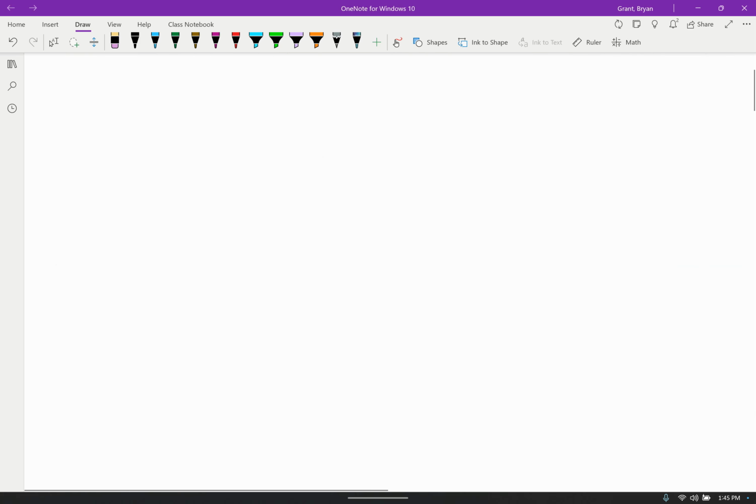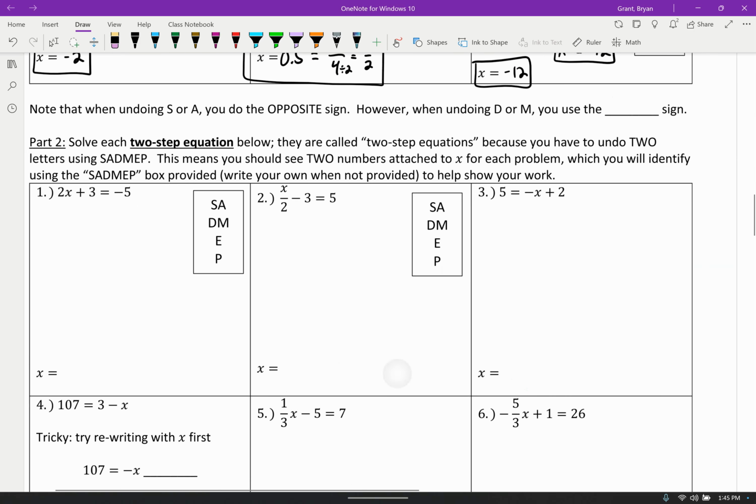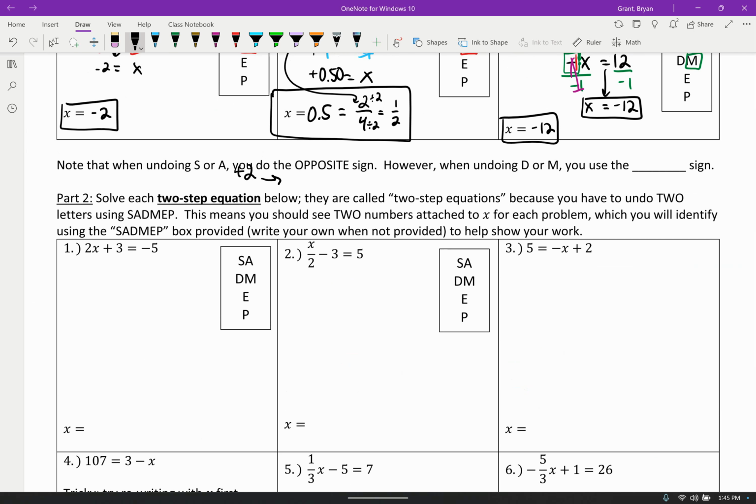All right, so a quick conclusion for our one-step equations, and then we'll jump into our two-step equations. When we undo addition or subtraction, you have to do the opposite sign. So if you see a plus 2, then that means that we are going to need a negative 2. However, if you're undoing multiplication or division, you have to use the same sign. My screen is jumping a bit, so I may pause this and come back into it. But yeah, multiplication and division, same sign. Addition and subtraction, opposite signs.